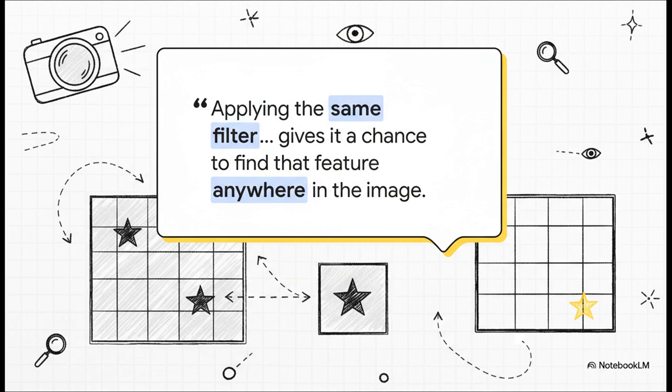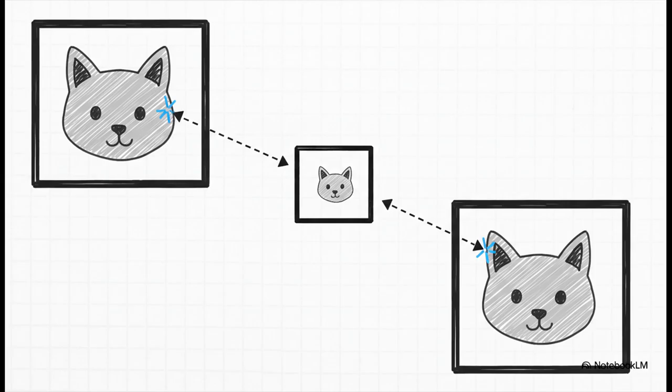By using the exact same kernel across the entire image, we give that little feature detector a chance to find its target no matter where it's hiding. And this ability has a name: translation invariance. It's a fancy term for a really simple idea. The network can recognize an object, or feature, no matter where it is in the picture. A cat's ear in the top left or the bottom right. It doesn't matter. The cat ear kernel is going to find it. And this is absolutely critical for recognizing objects in the real world.